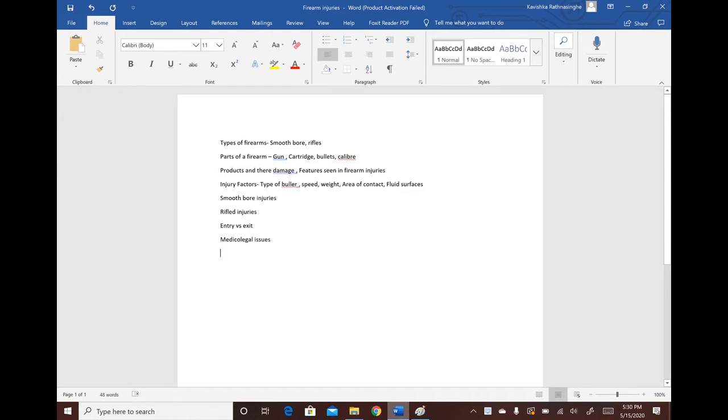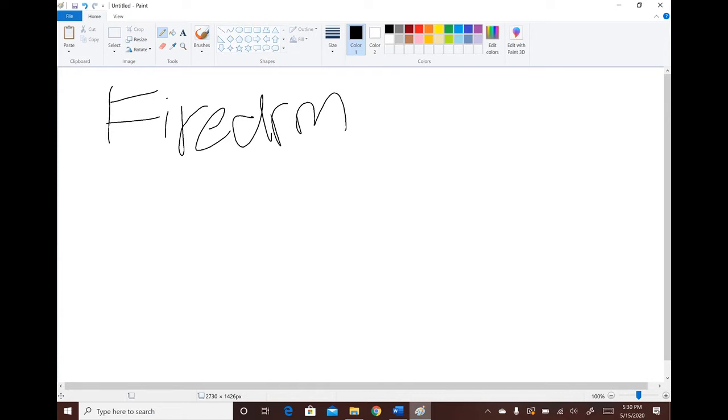The types of firearms. Basically there are two main types: smoothbore and rifled firearms. Smoothbore firearms are, for example, shotguns, and their barrels are very smooth, they don't have any indentations, while rifles on the other hand usually have these things called lands and grooves, which cause the bullet to travel in a spiral shape.